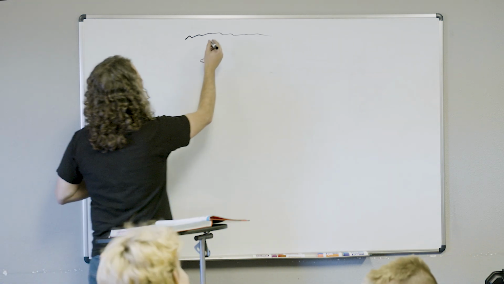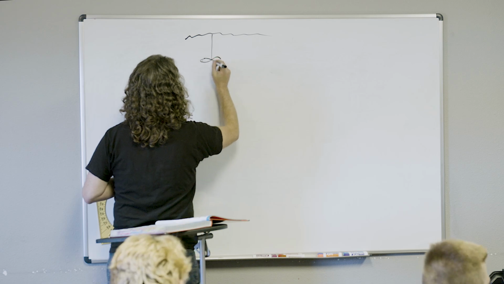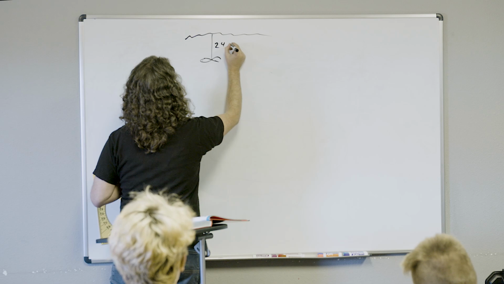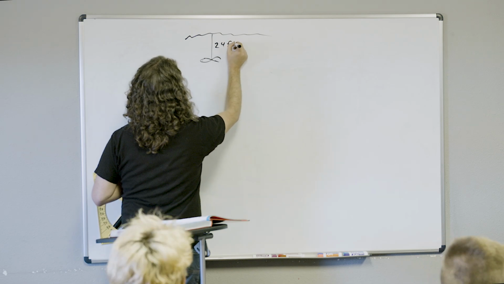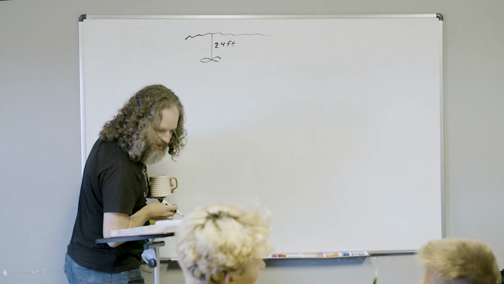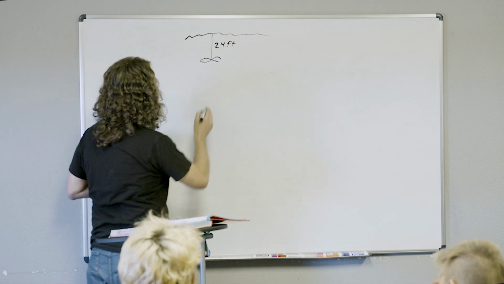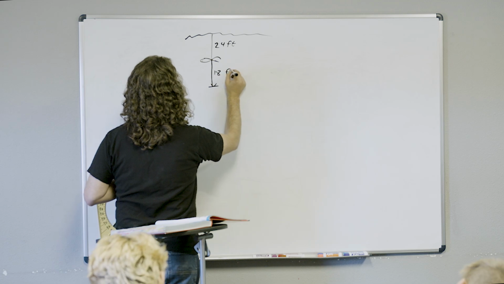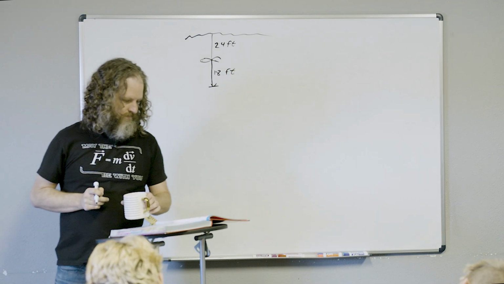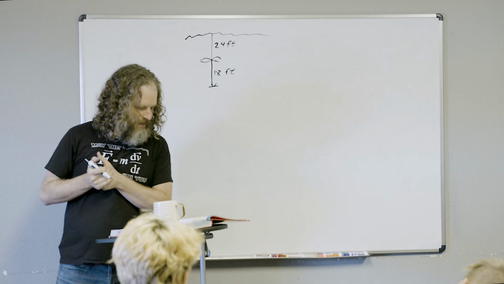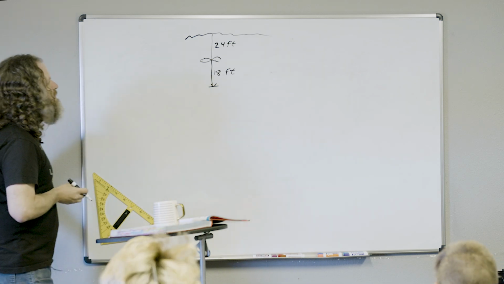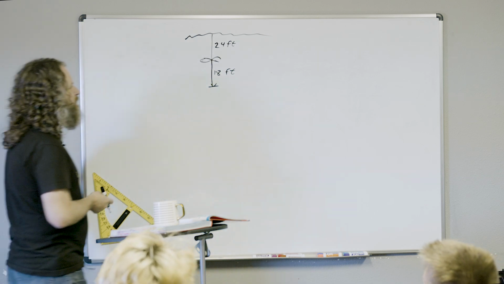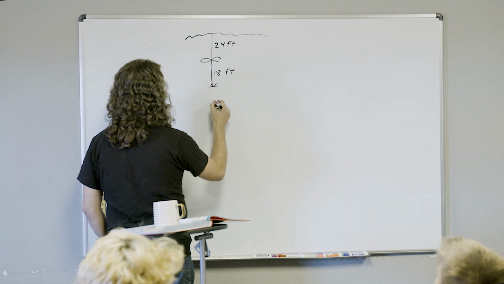Okay. So, it says that the dolphin is 24 feet below the surface. And then it says he dives 18 feet straight down. And then it asks how many feet below the ocean surface is the dolphin now? So what would we do? We just add 18 to 24. We get 42 feet.